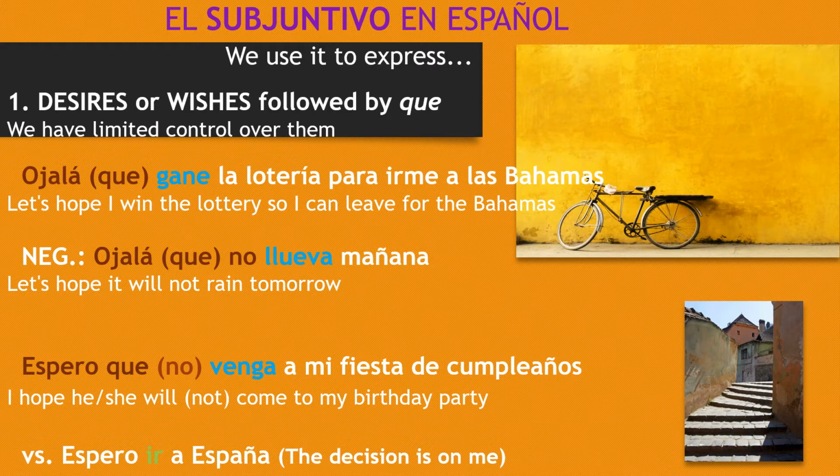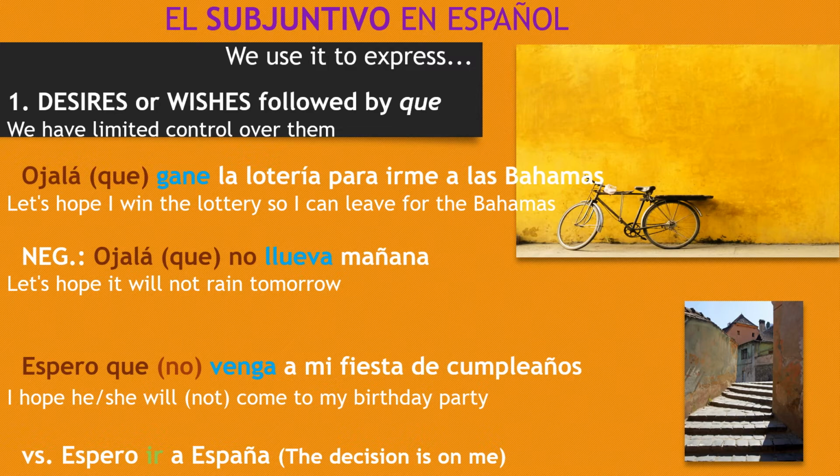You need to be able to recognize that. Now, why do we use the subjunctive? Because it's not something that depends on me. Like I say there, we have limited control over wishes and desires. It's a wish, okay? I'm hoping for it, but I don't know if I'm going to win it. If I do, I will leave for the Bahamas.